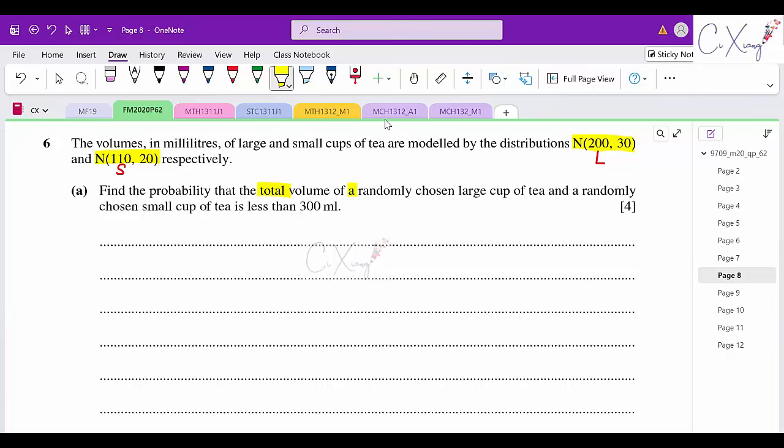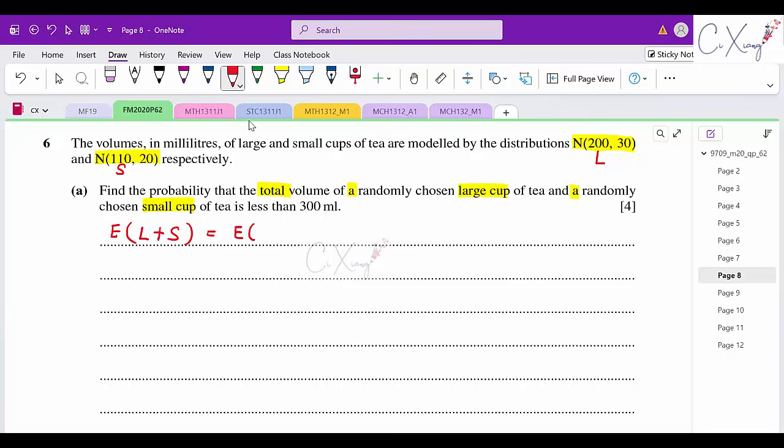Excuse me, a large cup and also a small cup, and it is the total. So when I want to write out this particular symbol, the total of one large cup and one small cup, it should be written out like this: L plus S, right? 1L plus 1S. Then before we calculate the probability, we need to know the mean for L and S.